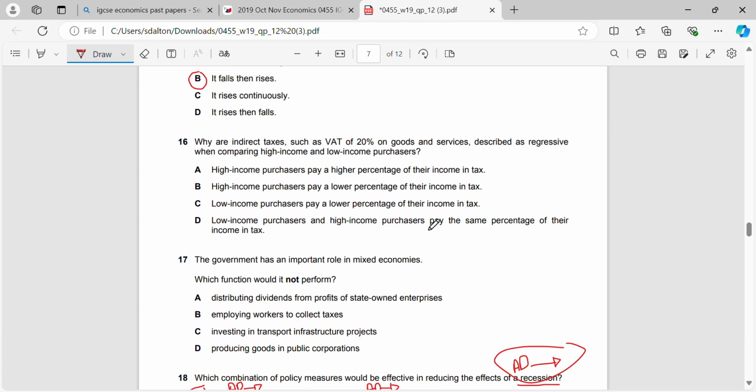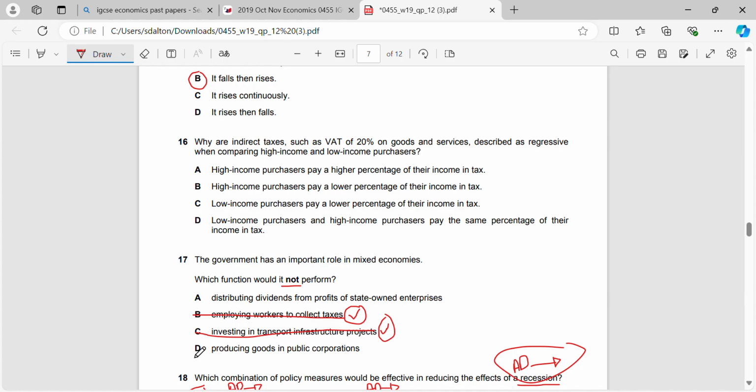17. The government has an important role in mixed economies. What function would it not perform? Okay. So will it employ workers to collect taxes? Yes, they will, because they're going to need to collect tax revenue from income, right? Will they invest in transport infrastructure projects? Yes, they will. Think about what the government in China has done. They've invested in the Beijing Metro, for example, and the high-speed railways.